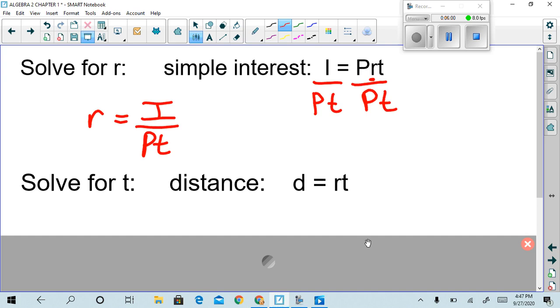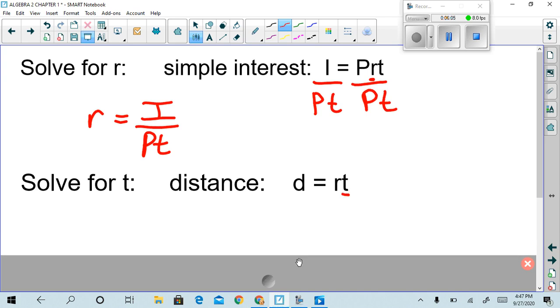Back to that distance formula. This time I want to solve for t. If I want to solve for t, I'm going to divide both sides by r, which I kind of hinted at in the last slide. If I'm going to solve for t in terms of d and r, that might be the statement that you see. Solve for t in terms of d and r. So I'm going to divide both sides by the rate. By dividing by rate, that cancels it out, and I'm left with t. And that's the time. Time is equal to the distance divided by the rate.